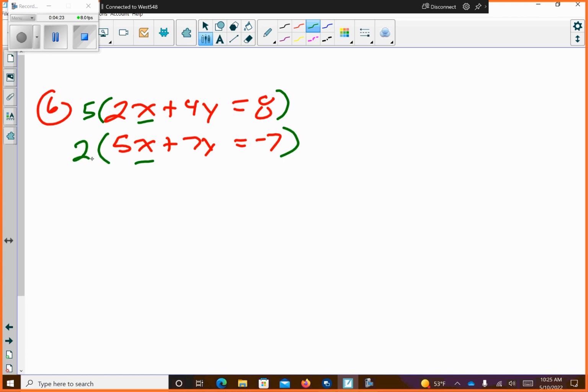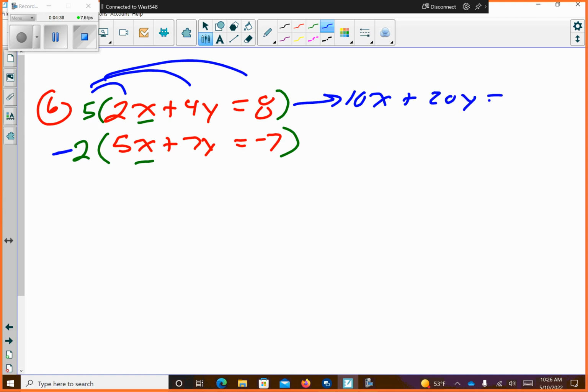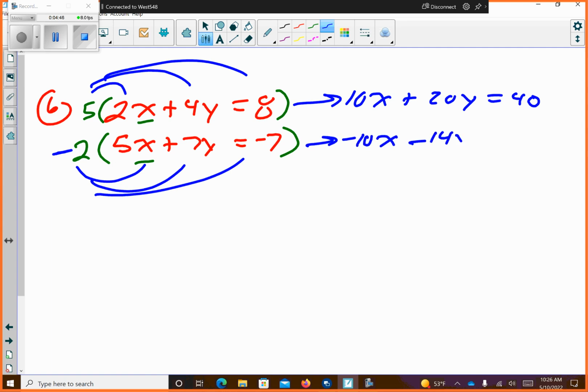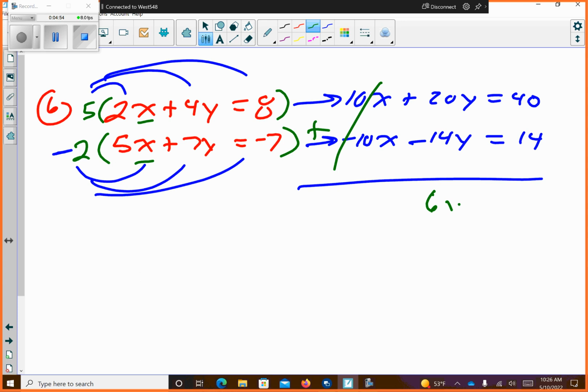If I multiply the entire top by 5 and the entire bottom by 2, I want the x's to be opposite values. If I keep it like that, I'm going to get 10x on top and 10x on bottom. So I have to pick one of them and make it negative. I'll make the 2 negative. If I distribute this 5, this becomes 10x plus 20y equals 40. If I distribute the negative to all of those, I get negative 10x minus 14y equals positive 14. And if I add these together, those cancel out, and I get 6y equals 54. Divide by 6, so y equals 9.